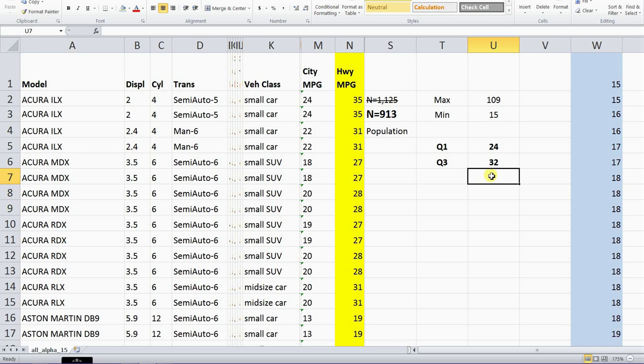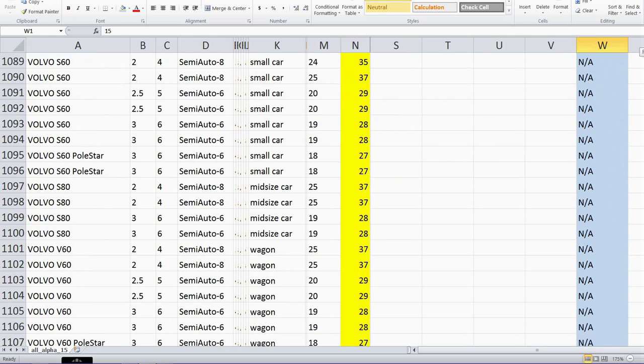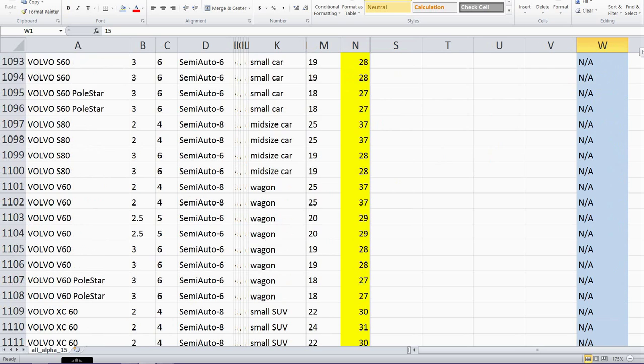But let me note that during the process of doing this, I found out that we don't really have 1,125 observations that we can work with here. We really only have 913. Now, how did I figure that out? Well, in order to find medians or percentiles or quartiles, you need to put the data in order from smallest to largest. That's what I did over here in column W. And when I did that, I found that at the end we have a lot of missing values, NAs.